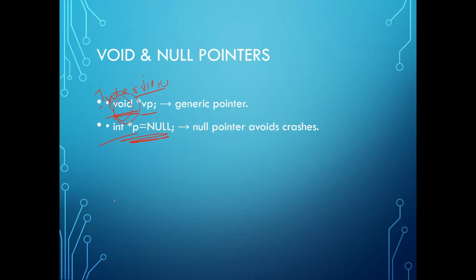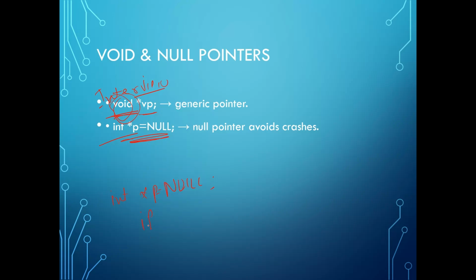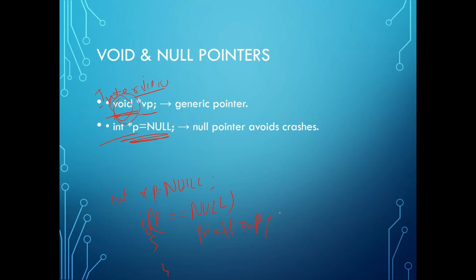So for example, if pointer p is equal to null, so if p is equal to null here, you will get a printf, pointer p is null.